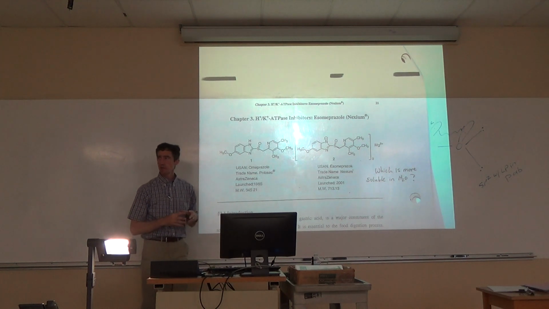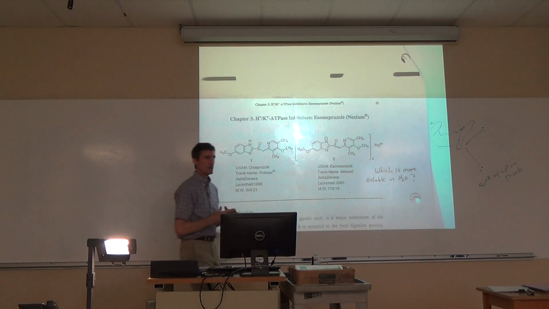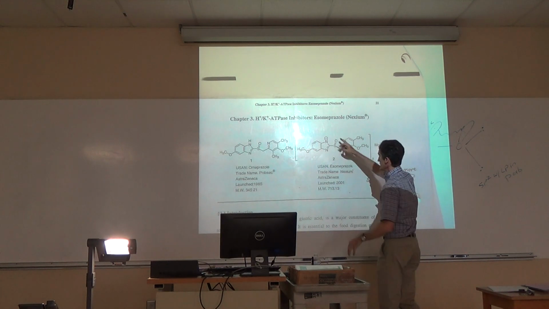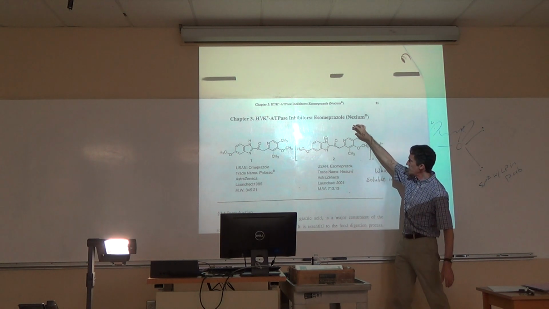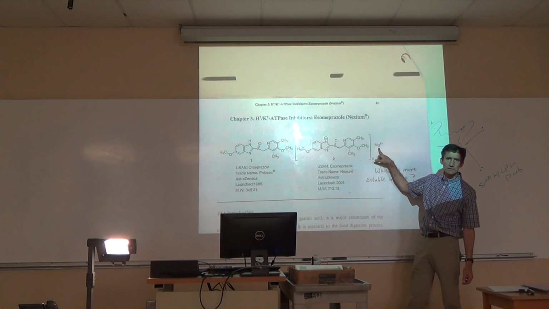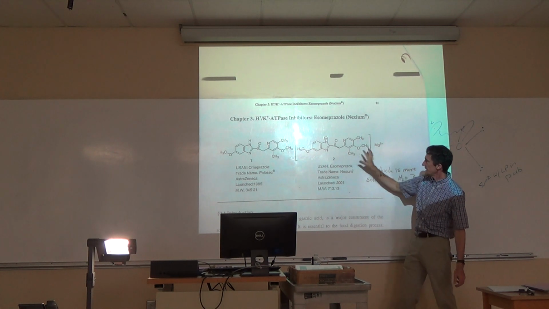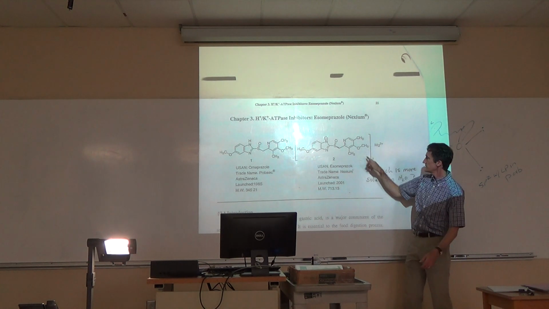Which drug should be more soluble in water? The anion, right? It's got this ionic portion. By the way, what's the spectator ion or the counter ion, the cation? If it was sodium, you would just have one of these and one sodium. But it's magnesium for some reason. And since this is 2+, you've got to have 2 of these for every magnesium. So that's why that's in brackets.